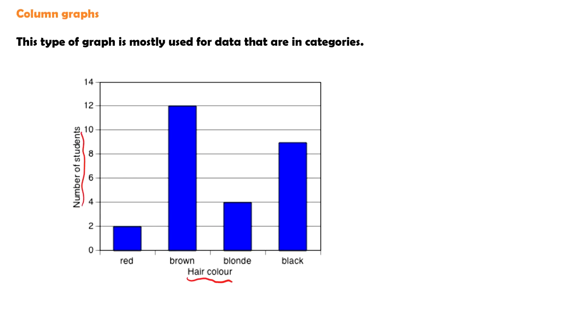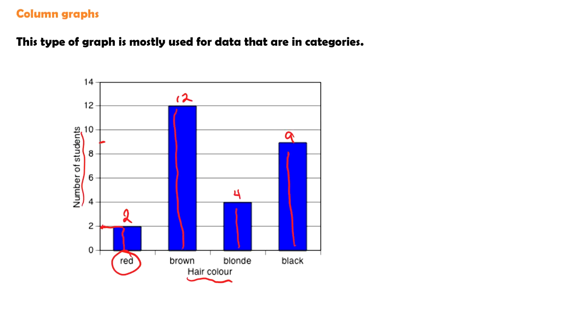If you have a look at the red column over here, to find out how many students had red, you go up until you hit where that is and read across. So we're saying that there's 2 students with red. We do the same for brown, you go all the way up here, 12. Same with blonde, 4, and then finally black. It's halfway between 10 and 8, so 9. Alright, so a very commonly used graph.